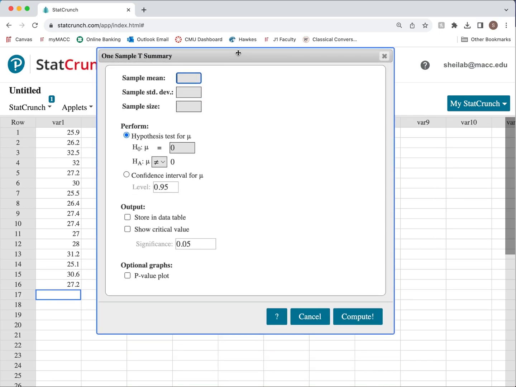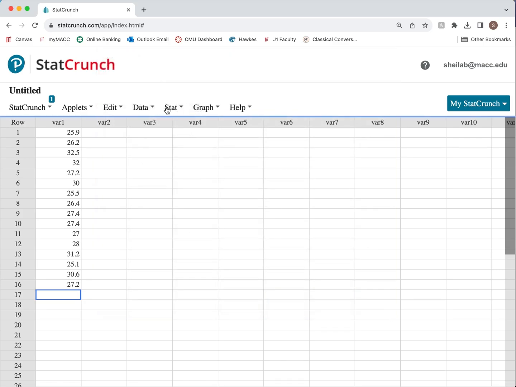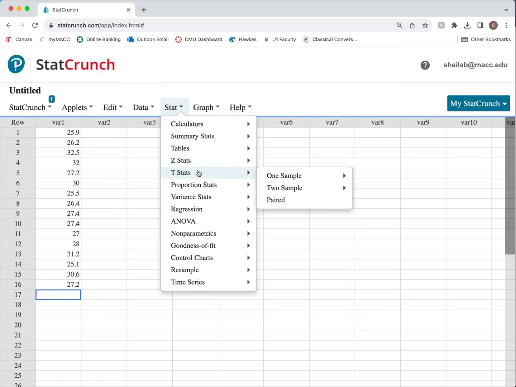So I just want you to see what the summary version looks like. If you're given the mean, standard deviation, and sample size up front, then you just plug those pieces of information in and you get your confidence interval.